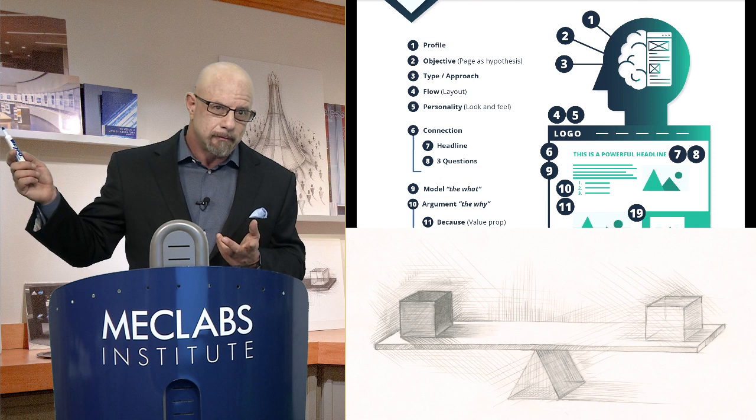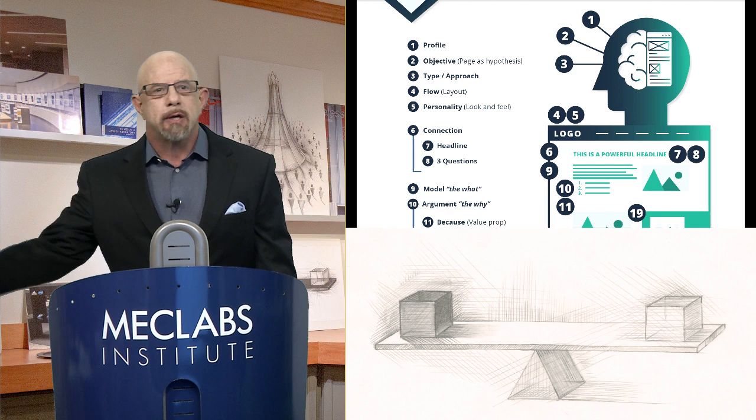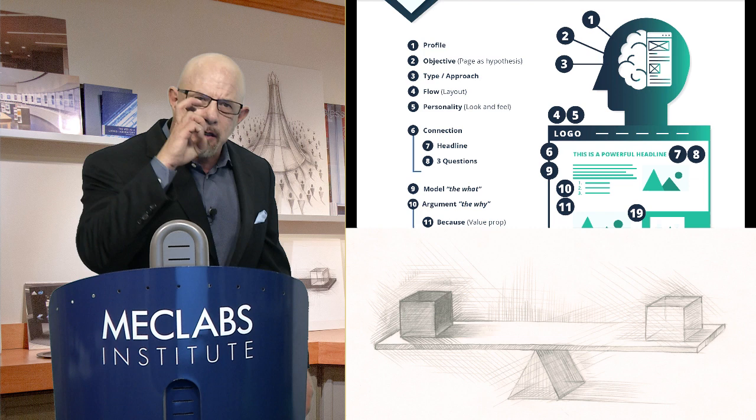The second question is this: what is the most effective way to accomplish my objective? Now, let me tell you why that's important, because that's not what we ask. We ask, how can I accomplish this objective? How can I design this page? Let's suppose you have the objective right. You have the top objective.